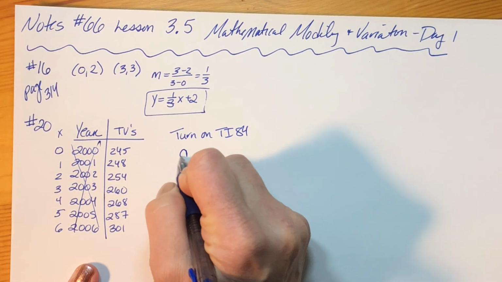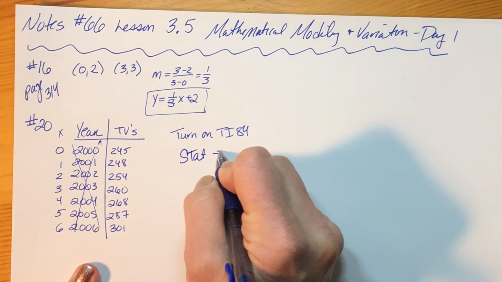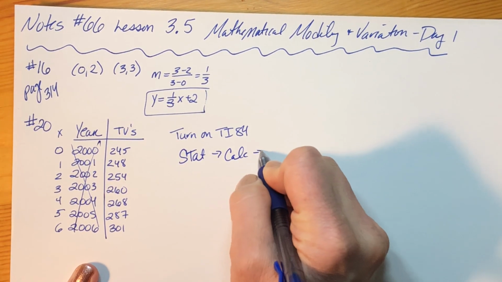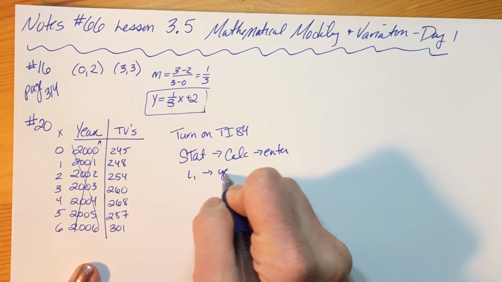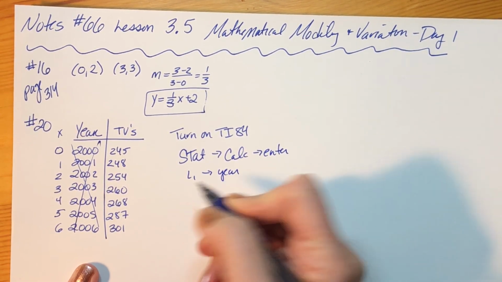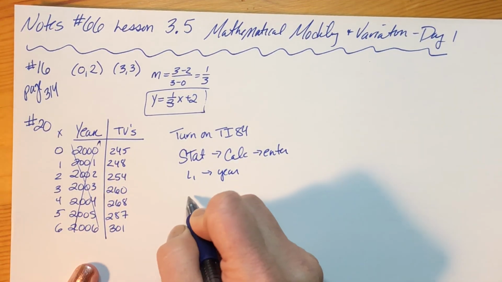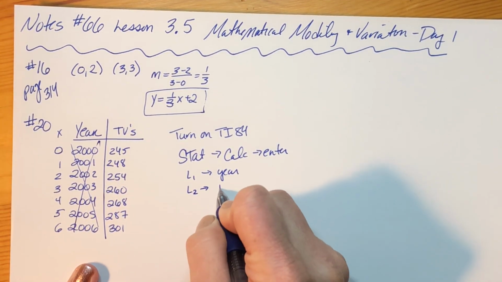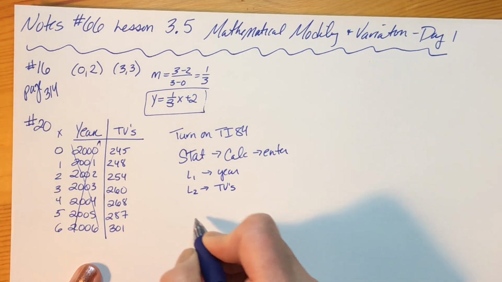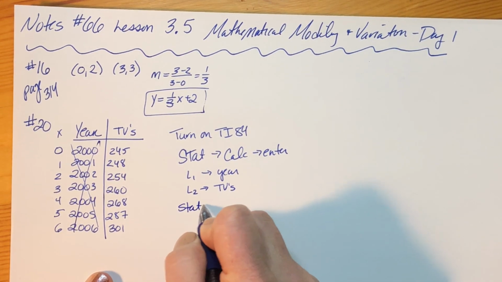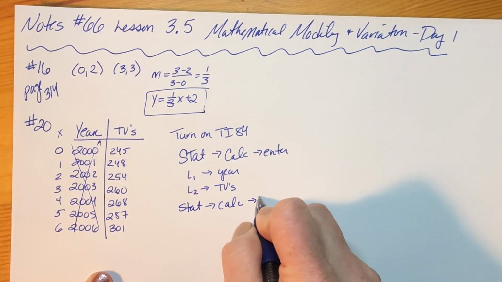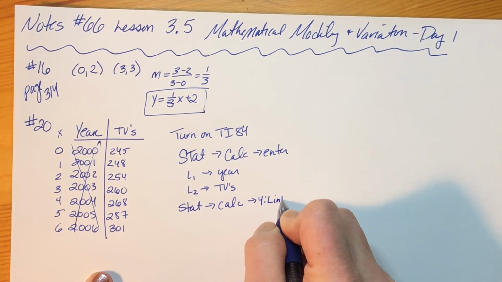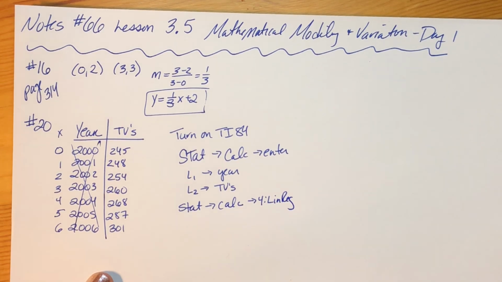Okay, and you're going to use the stat menu, and you're going to go over to calculate, and of course enter. List 1, we put in the year, which would be our T. Again, we modified it. List 2 are the TVs, the number of TVs. And then we went back to the stat menu. We hit calculate again, and we went to number 4, LinReg.